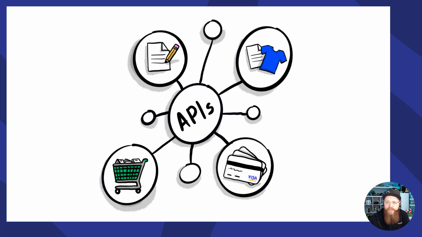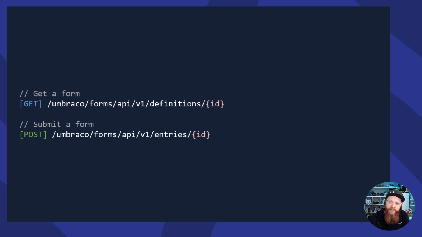So the final API is the Forms API. So as I said, there's a few forms on there that we can make use of, and there's 2 endpoints for this as well. So there's a definitions API, so this allows us to fetch a particular form definition. So if we have a form on, say, the contact page, we need to get the form definition, and that defines and outlines the different fields that we need to display on the front end. So we can use that endpoint to do that.